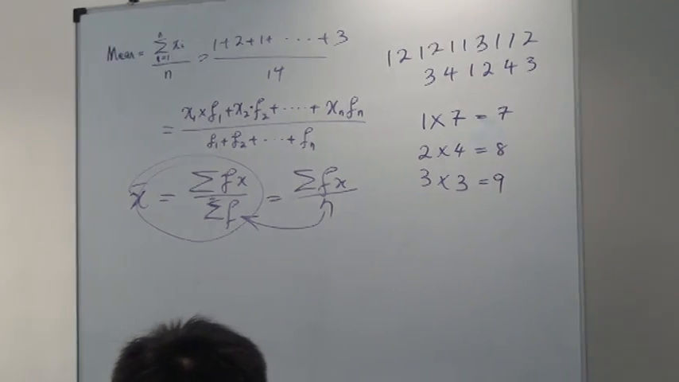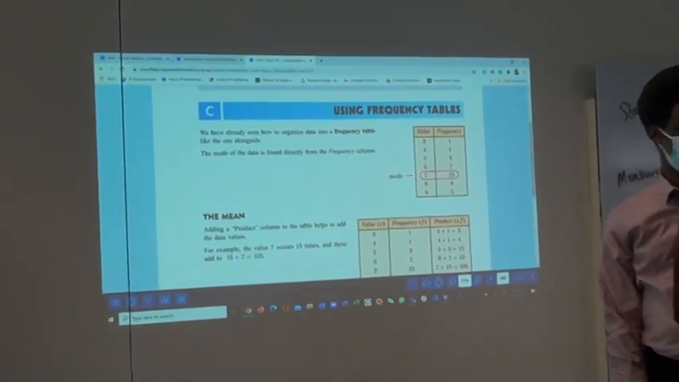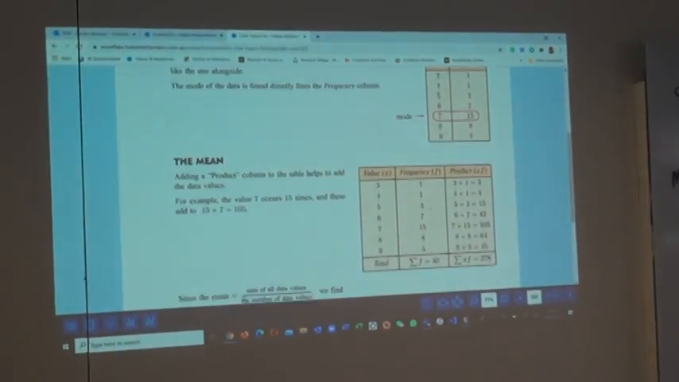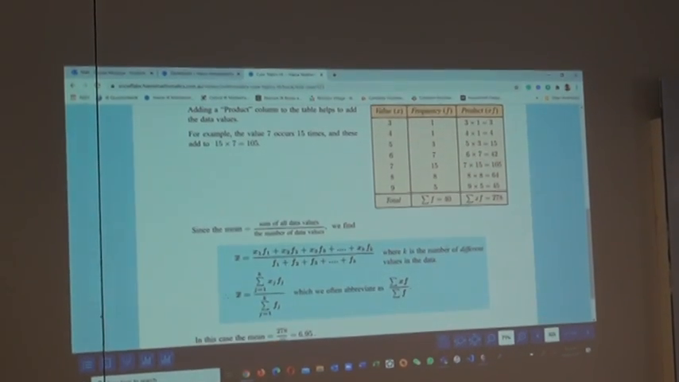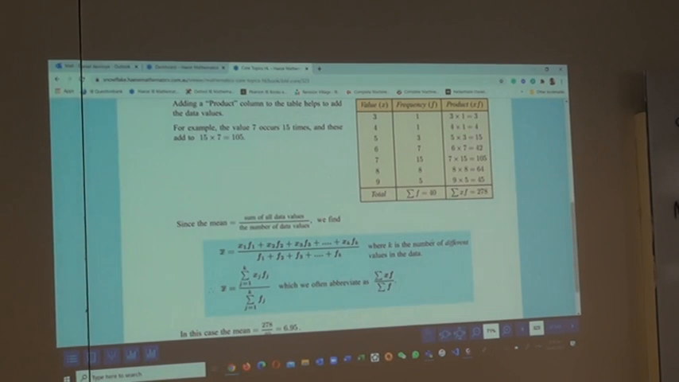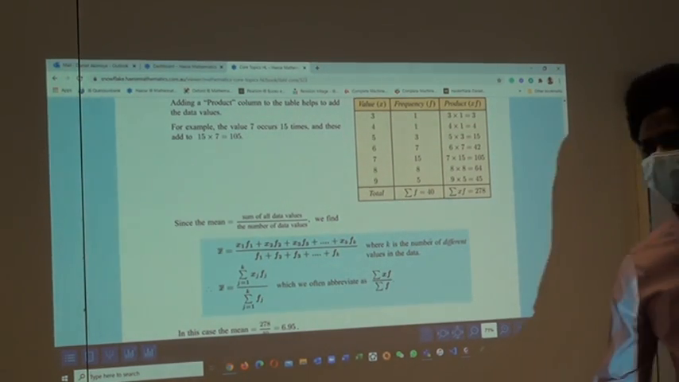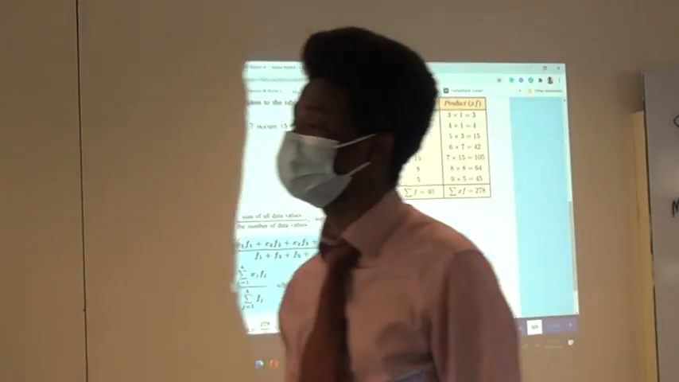So we create a table. The first part is your x. The second column in your table is your f. Then you find the product fx. Okay? You find the product fx and you apply this formula, and that tells you your mean. Does this make sense? For the median, now, median is half of the distribution, right?